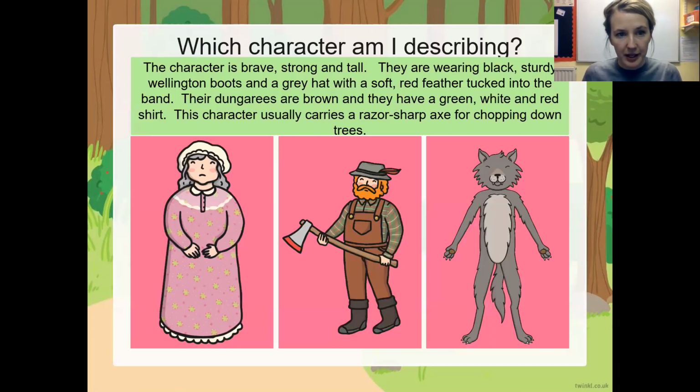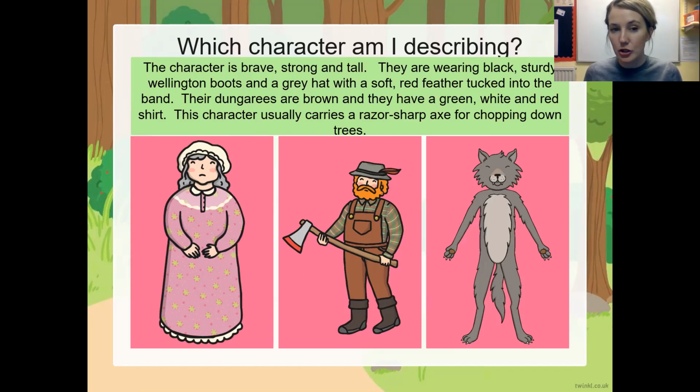Okay, let's get to it. I'm going to describe a character from one of these pictures here, so listen carefully and have a think if you can work out which one I'm talking about. So here's my description that I've written. The character is brave, strong and tall. So straight away you can see there that I have made a sentence in a list. Brave and strong has a comma, and then you've got an and for tall, listing what that character is like.